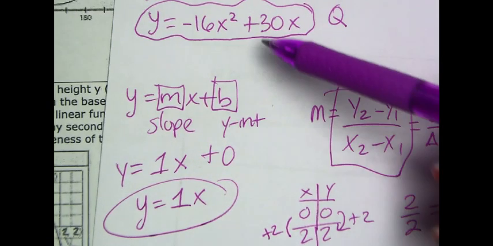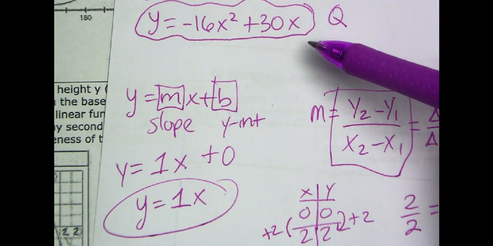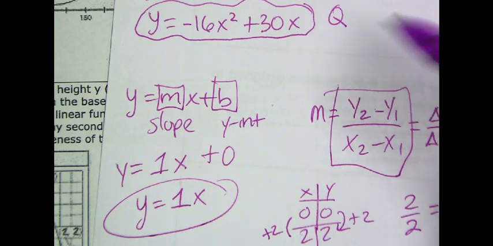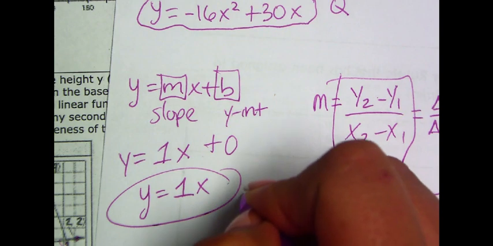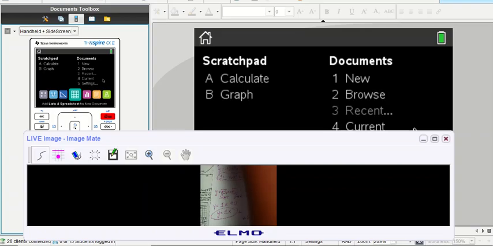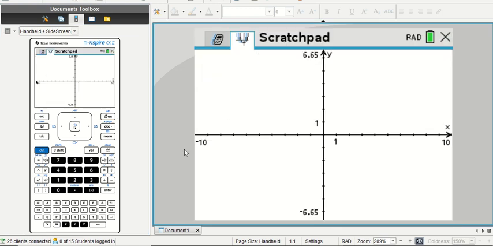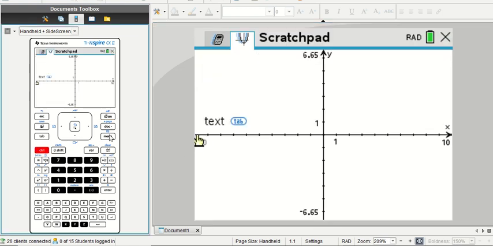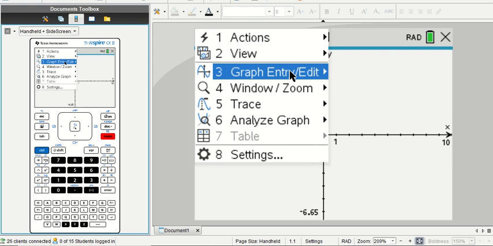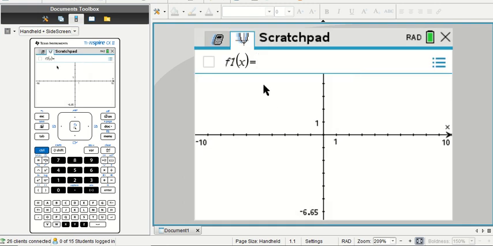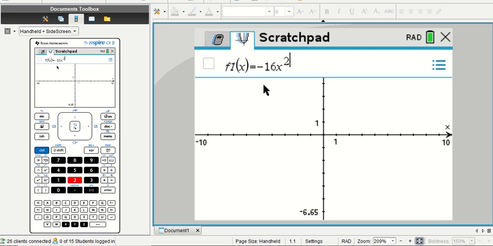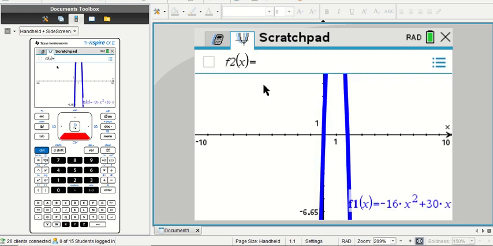So we're going to use the quadratic equation of y equals negative 16x squared plus 30x and the linear equation y equals 1x. Let's go ahead and graph those. So in our calculator, we can use this part as well for graphing. Menu, graph function, and we're going to type the negative 16x squared plus 30x. Press down, and then now let's type the line. So just 1x.